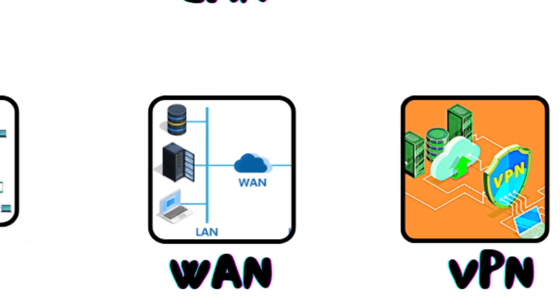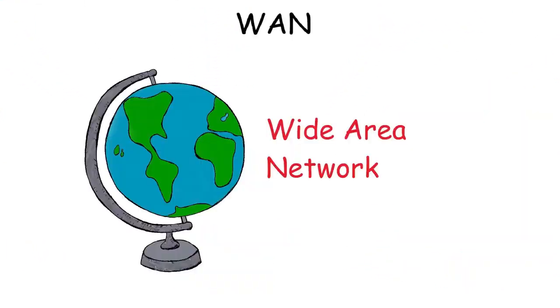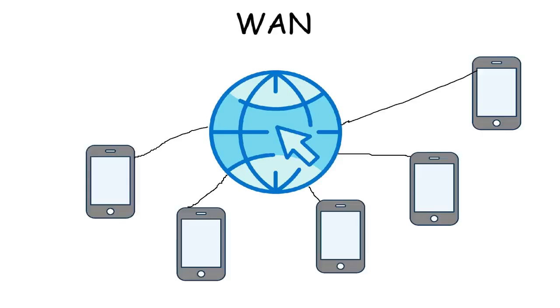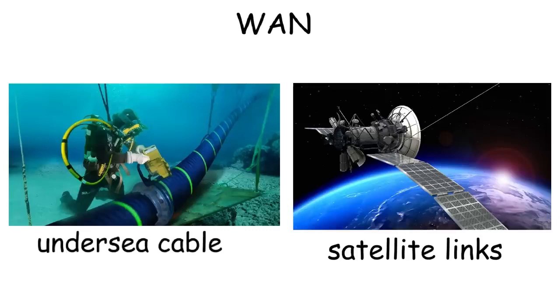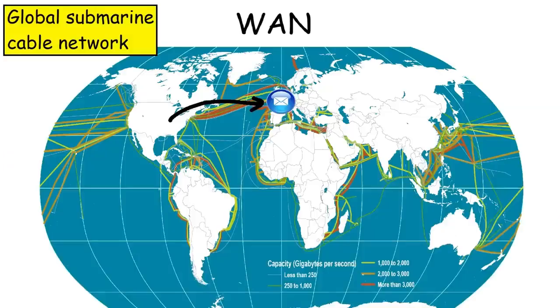WAN, Wide Area Network. WAN is the biggest network of all. It connects cities, countries, and even continents. The internet is the best example of a WAN. It uses undersea cables and satellites to link millions of devices globally.